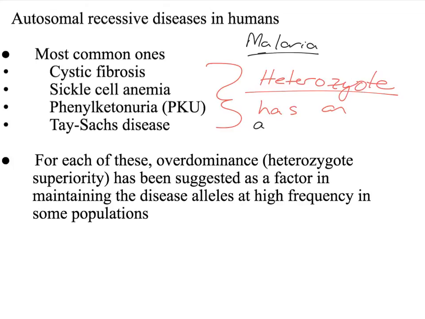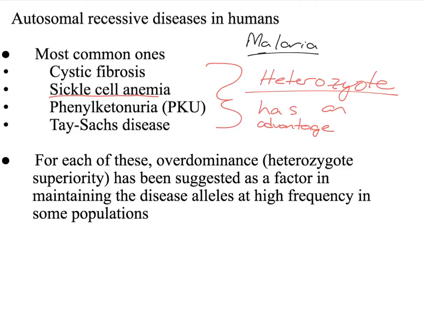So the advantage of having an individual that is heterozygote is that they're able to resist malaria better. So the heterozygote has an advantage over the homozygote dominant or the homozygote recessive. The homozygote recessive, for instance, in the case of sickle cell anemia, has sickle cell disease. The homozygous dominant doesn't get the sickle cell disease, but they do become sick from malaria.